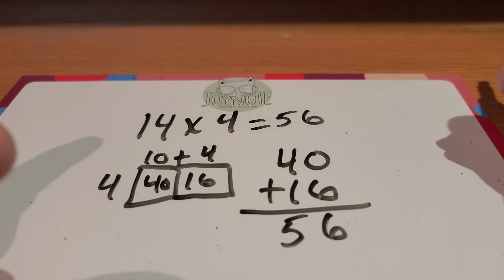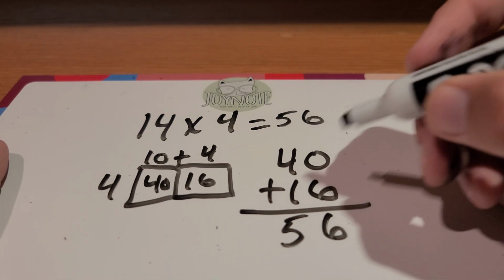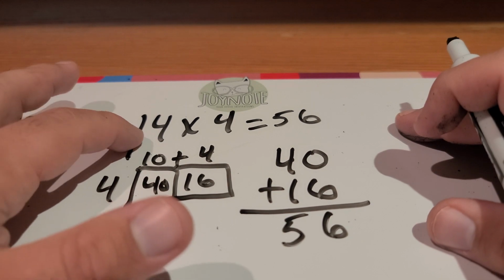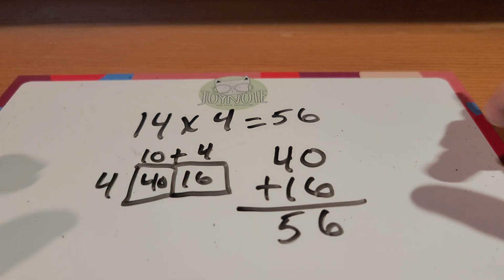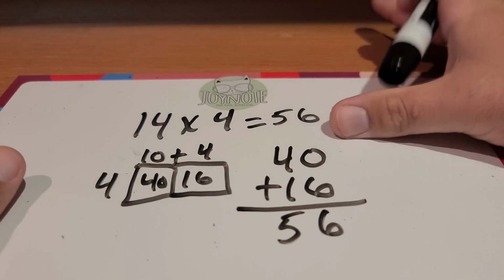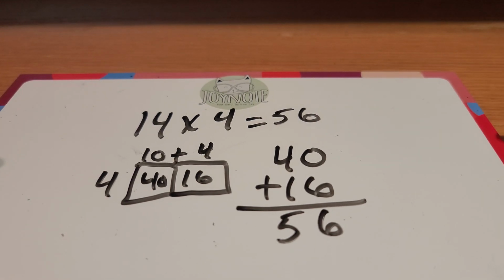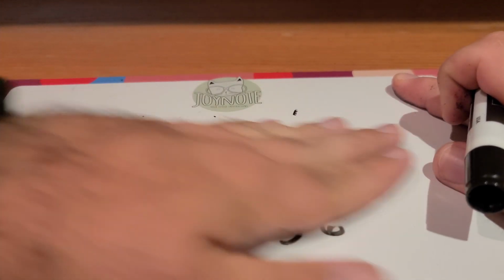I like this way because it breaks it down into your place values and keeps the multiplication simpler. And also, I feel like it leads to fewer mistakes. When you're having to carry the 1s up here, it can lead to some mistakes and miscommunication between your brain and what you're writing. So let's do another one.